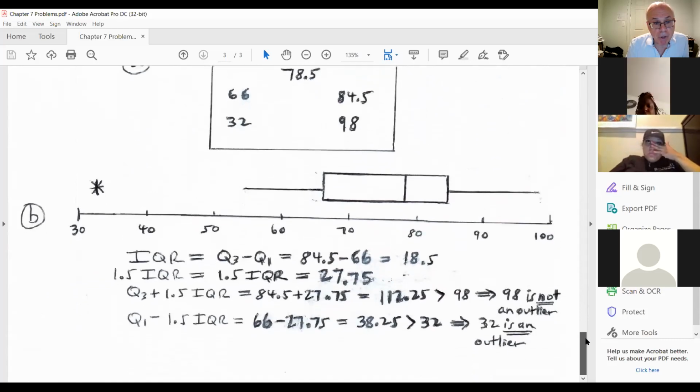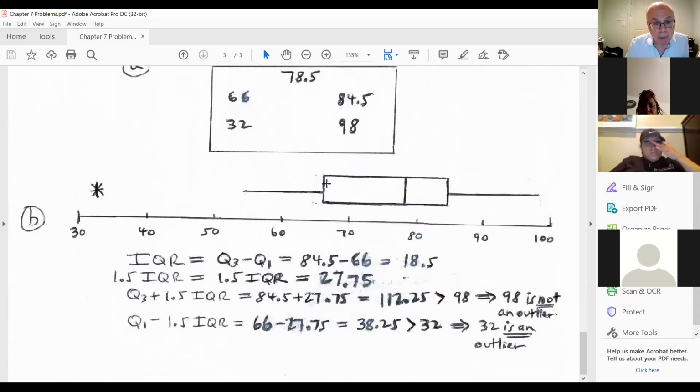Then you can graph them using the box plot here, where the left end of the box is your Q1, the right end of the box is Q3, and the vertical line in between is going to be your median. Now you have a number line down here, so you line up these numbers to where they should be. So 66 is around here, right? 84.5 is around here. The median is 78.5. It should be around here. The biggest number is 98. It's down this way. Smallest number is 32.